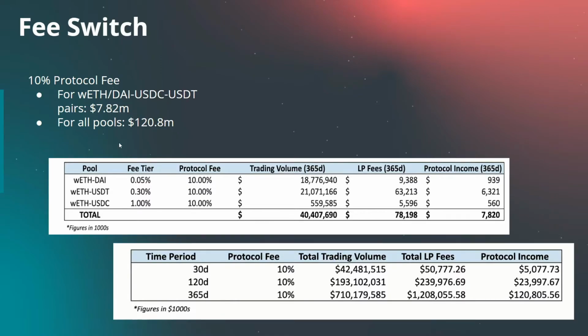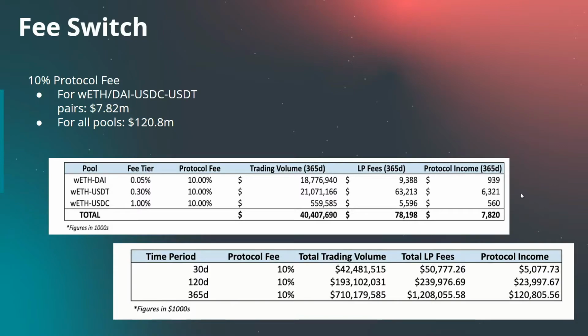And if they had opened the fee switch before, in 365 days the total trading volume was nearly 40.5 billion and total fees were $78.2 million. So if they had opened the fee switch, they would earn 10% of these fees, which would be worth around $7.82 million, which would be very helpful for the protocol to grow and develop more.